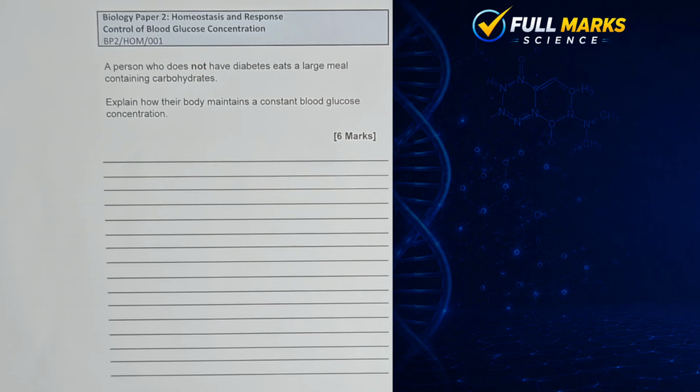A person who does not have diabetes eats a large meal containing carbohydrates. Explain how their body maintains a constant blood glucose concentration. And this is for 6 marks.